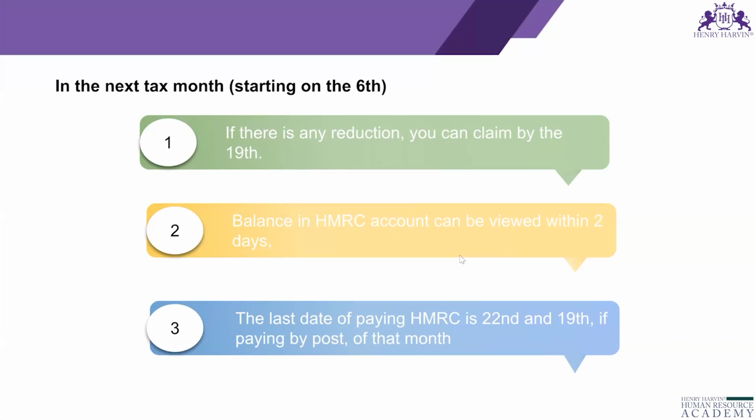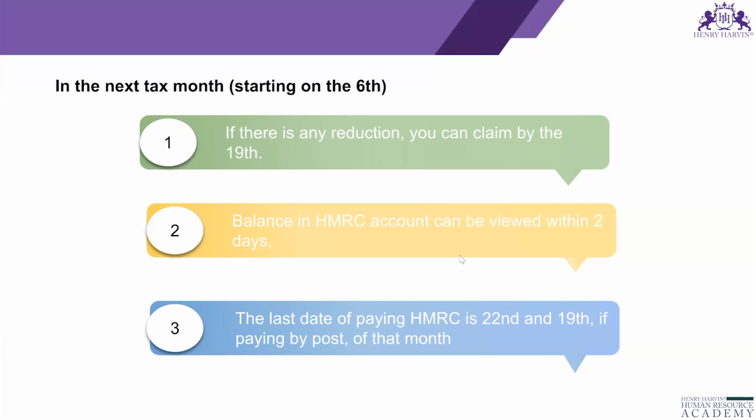But let me explain, why the 19th? Because HMRC will take some time to reflect that in your system. Whatever amount you have sent to HMRC on the 19th, HMRC will read it and update in your account in 2 days, because it is real time, so it is fast. And why the 19th? Because the 22nd is the last day to pay taxes to HMRC.